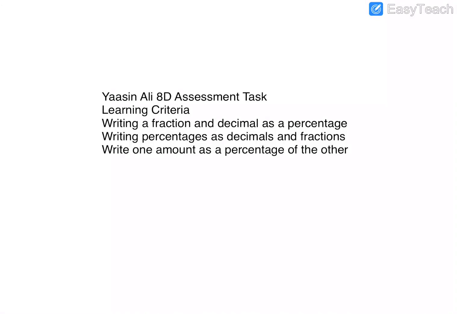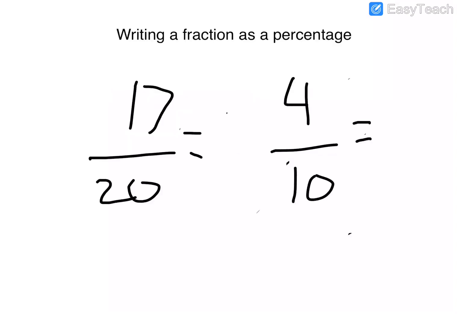What's going on, everyone? Today we're going to be learning how to write a fraction and a decimal as a percentage, write percentages as decimals and fractions, and write one amount as a percentage of the other. So let's quickly move to the next page.